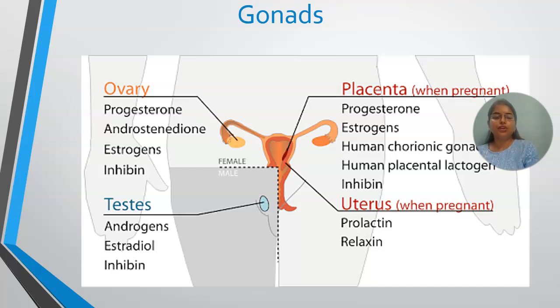Then we have the gonads, that is ovary in females, which releases progesterone and estrogen, and in case of male we have testes, which secrete testosterone. Then when the female is pregnant, there are some more hormones which are released by the uterus and placenta, which help in reproduction.